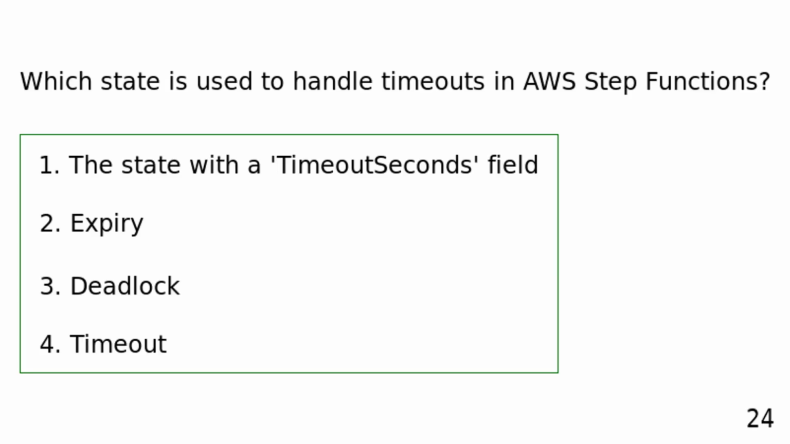Which state is used to handle timeouts in AWS Step Functions? The state with a timeout seconds field. Expiry. Deadlock. Timeout.